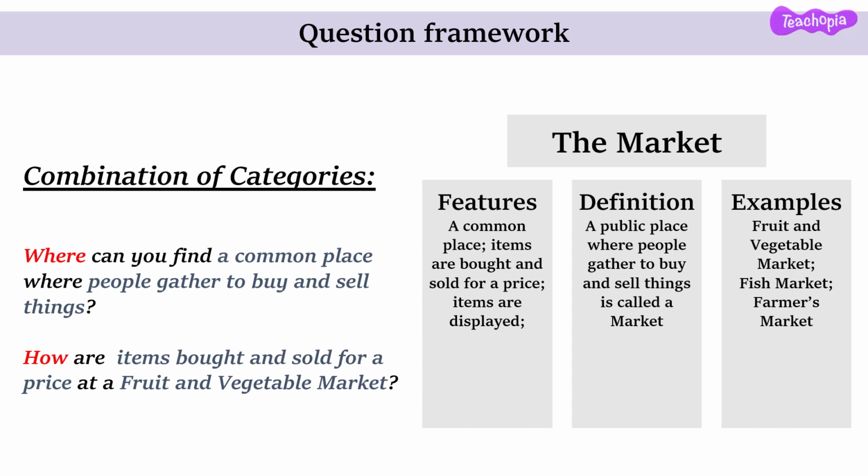Examples of combination category questions are: where can you find a common place where people gather to buy and sell things? Here, the category, definition, and features has been used to come up with a question, and question starters like where has been used. If another question was to be framed with the question starter how, and it still had to be a combination of categories, something like this could be framed. How are items bought and sold for a price at a fruit and vegetable market? This is a combination question of the features and examples category.